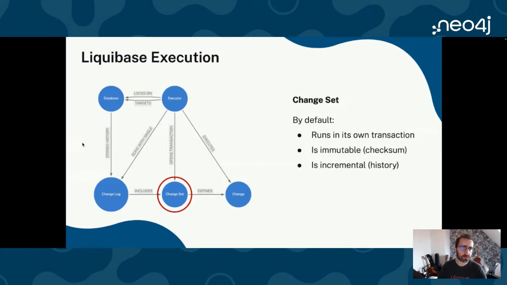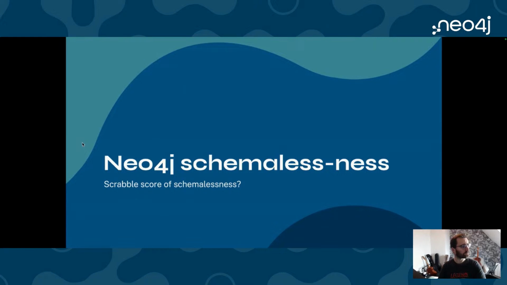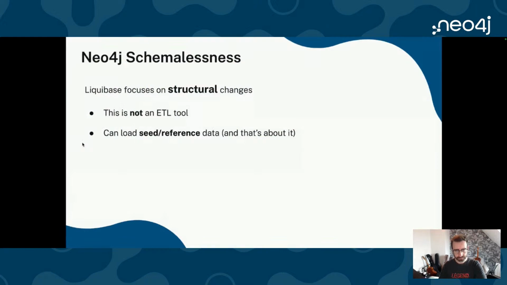Now let's talk about Neo4j a little bit and how it is specific in that regard. Because Liquibase, as I told you initially, historically focuses on relational databases, but relational databases, as you probably know, are a bit different from graph databases, right?